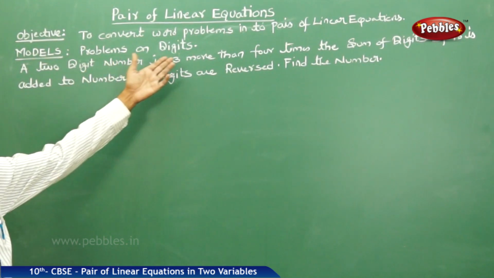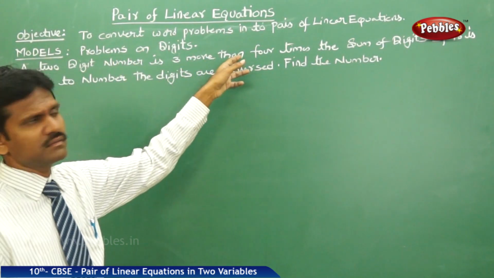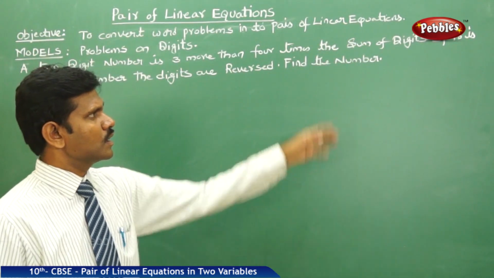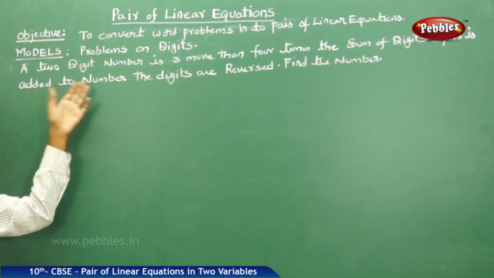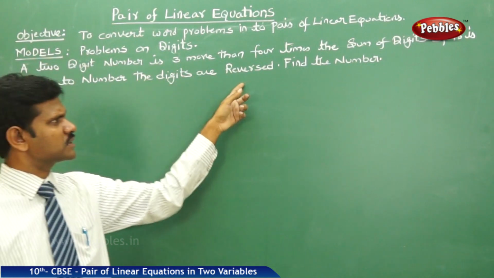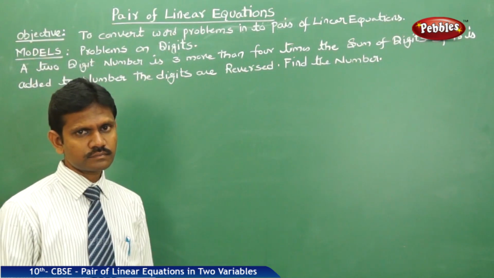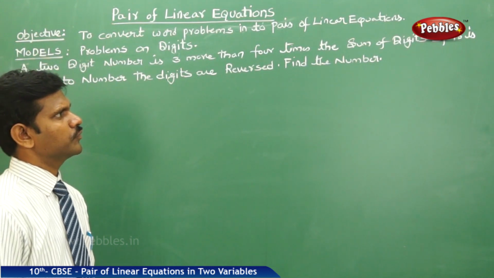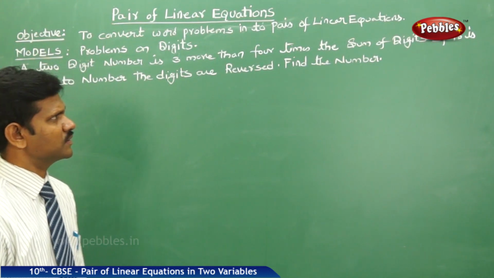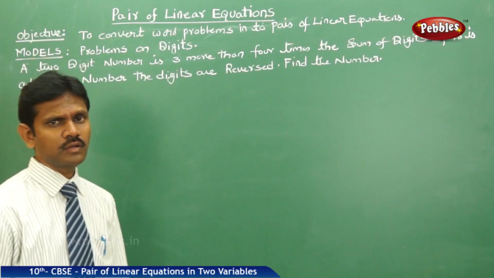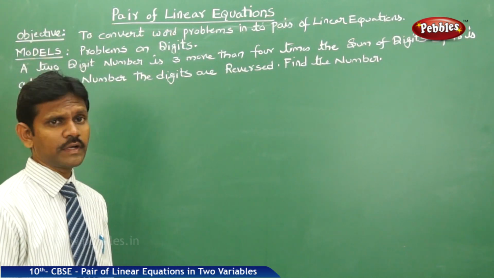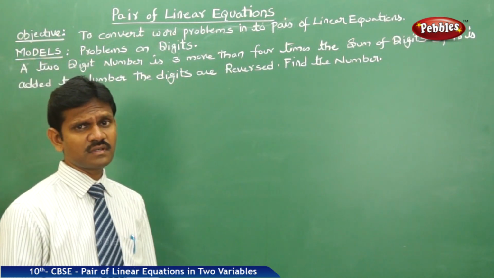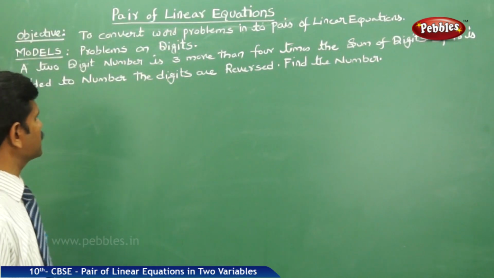A 2-digit number is 3 more than 4 times the sum of the digits. If 18 is added to the number, the digits are reversed. Find the number. Now here we have to focus on 3 steps. Step number 1, you have to find out the number. Second is the sum of the digits. And third one is the reverse number.